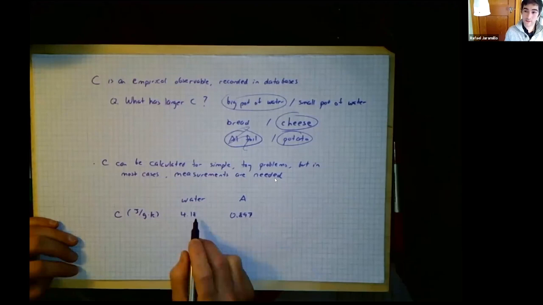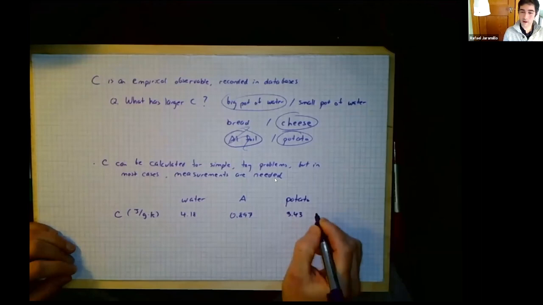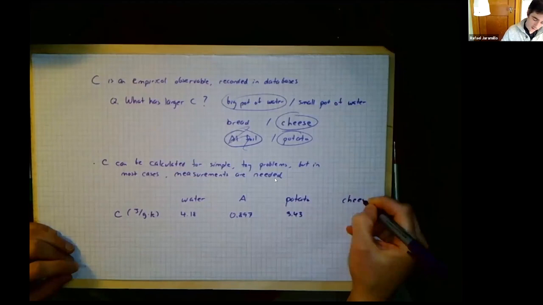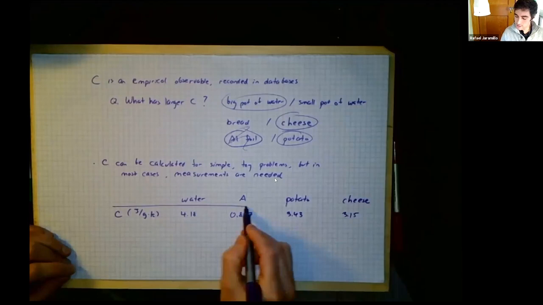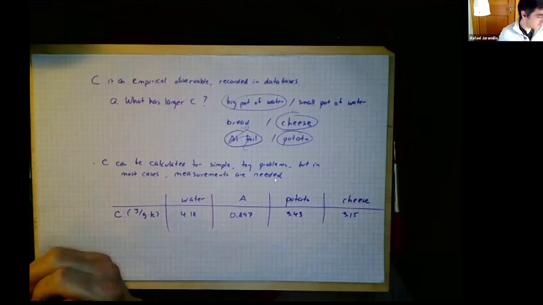Potato is actually large, it's close to water. Of course, anything that's food-related is basically set by the water content, right? Cheese has a lower water content than potato. I grabbed the number 3.15. If you are a gourmet chef, you have a table of heat capacities of things like cheese, and 3.15 is just one number, right? I mean, that's, I don't know, cheddar or something. But anyway, let's move on.